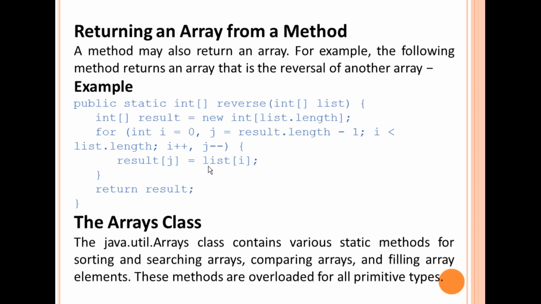The next topic is returning an array from a method. A method can also return an array. For example, the following method returns an array that is the reversal of another array. public static int[] reverse(int[] list) { int[] result = new int[list.length]; for (int i = 0, j = result.length - 1; i < list.length; i++, j--) { result[j] = list[i]; } and in the end we return the result, which is the array.